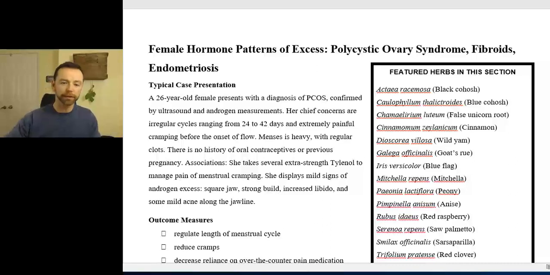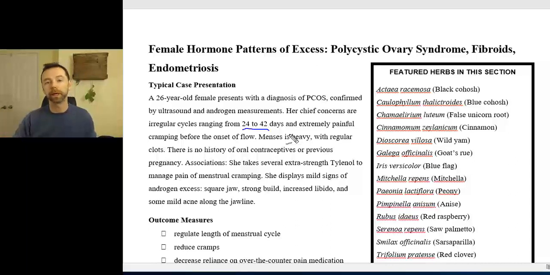So in this case, the chief concern is an irregular cycle. Sure, you're going to see lots of that. That's definitely one of the most common things we see. And 24 to 42 days. One of the things we'll start to differentiate through our sections is, what is a long period? What does a short period mean? Now, the challenge is we can have deficiency and excess patterns that give us both. However, it's usually not very hard to tell them apart.